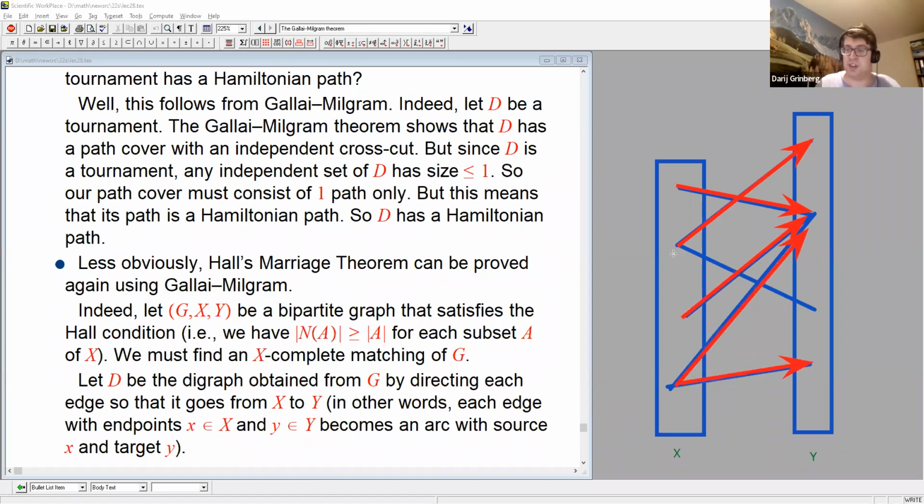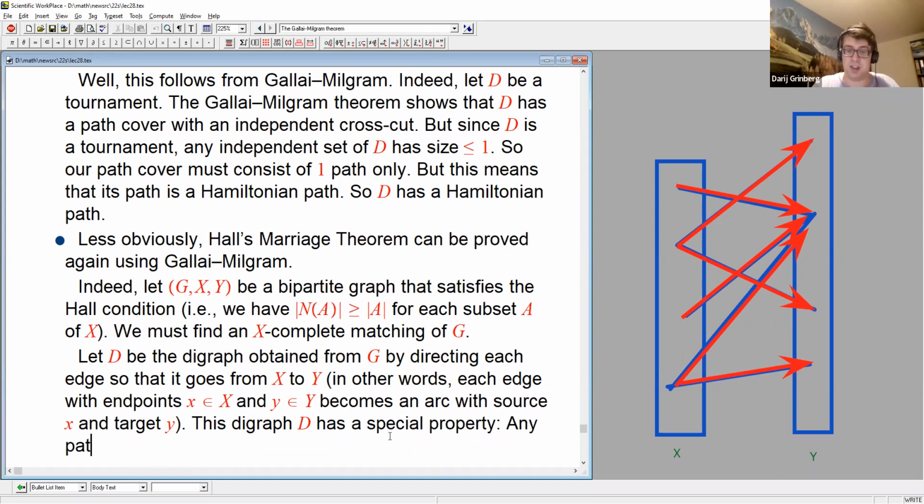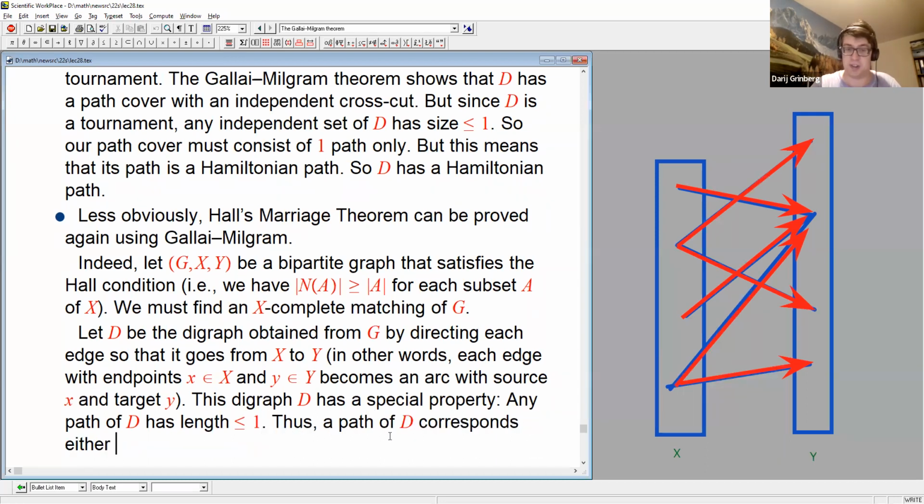So what you get, of course, is not a random wild directed graph. It's a pretty simple graph that is pretty tame. Namely, this digraph D has a special property. Any path of D has length at most 1, because you can only go from a vertex in X to a vertex in Y. Once there, you cannot go any further. Thus, a path of D corresponds either to a vertex of G or to an edge of G.